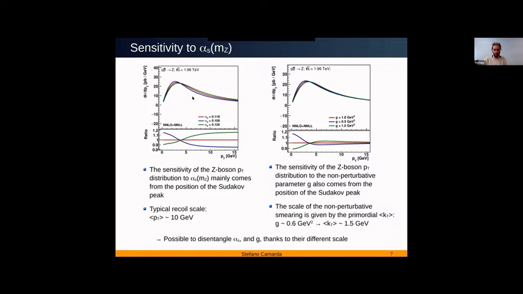about 10 GeV. And on the right, I also show the sensitivity to the non-perturbative Gaussian form factor, because this is a quite important source of uncertainty. And you see that the interesting feature when we do variation of the g parameter is that the region of the PT distribution that is affected by this lives at smaller values of PT. And the reason is quite natural, because while the typical recoil scale of a perturbative form factor is 10 GeV, the scale of a non-perturbative form factor is at the level of the primordial kT, that is about 1.5 GeV. So this simple observation is the reason why we can actually disentangle in the same fit alpha S and g.